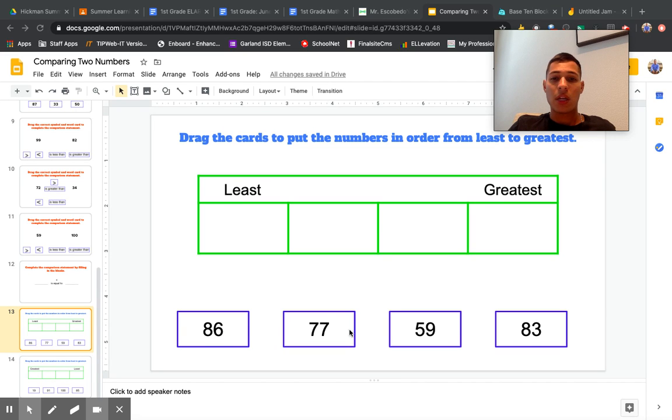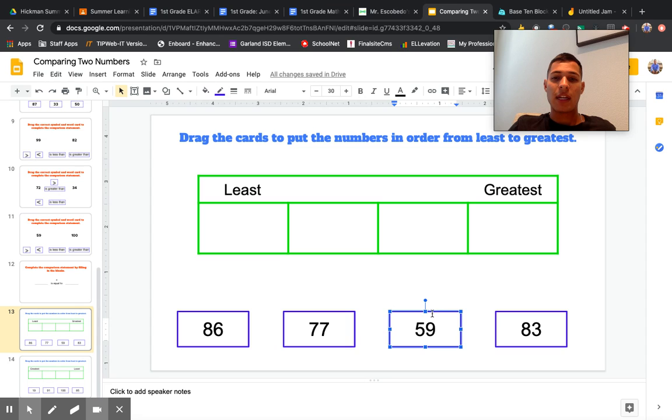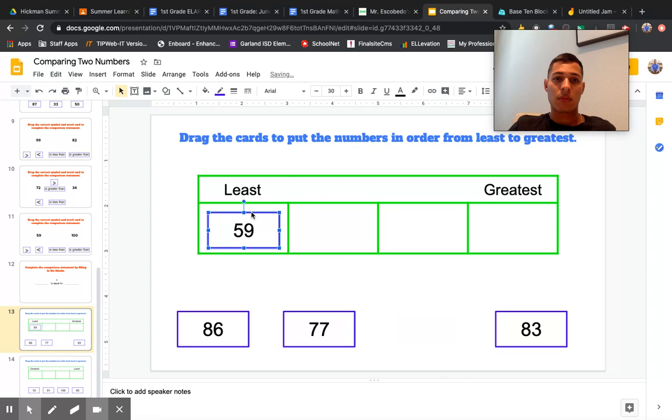So we can look at our numbers. We see 59. 59 is our smallest number. Placing it in least. 77. Is it smaller than 83 and 86? Yes, right? 83 and 86 are both bigger numbers than 77. So we got to place 77 in our next box.